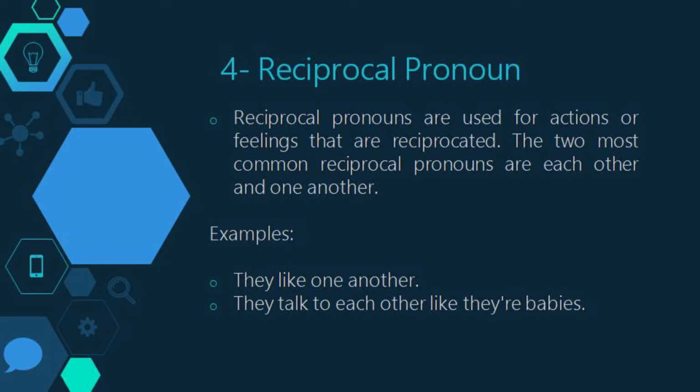Just look at the example: they like one another. They like one another, and we cannot know what the "one another" is. One another is a reciprocal pronoun. Second example: they talk to each other like they are babies. So we commonly use these words, one another and each other, as examples of reciprocal pronouns.